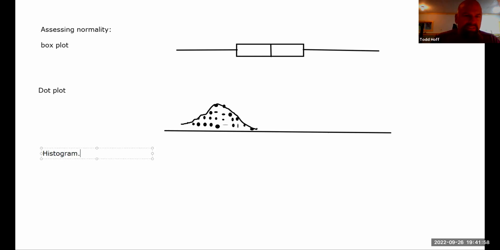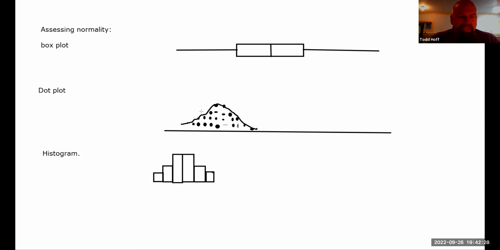The histogram will be the same type of situation. We're seeing bars. They get progressively larger as we get to the center of the data, and make a relatively symmetrical distribution. I didn't do the greatest job of sketching that out, but you guys get the picture.